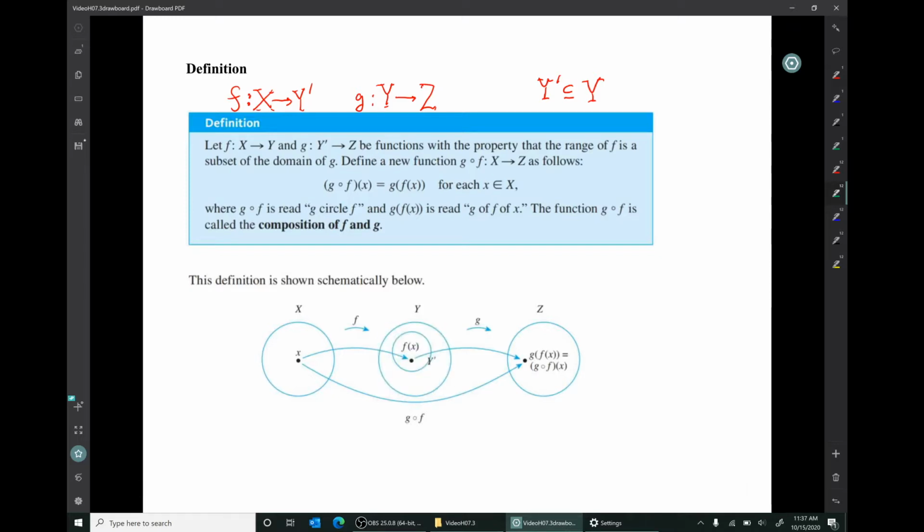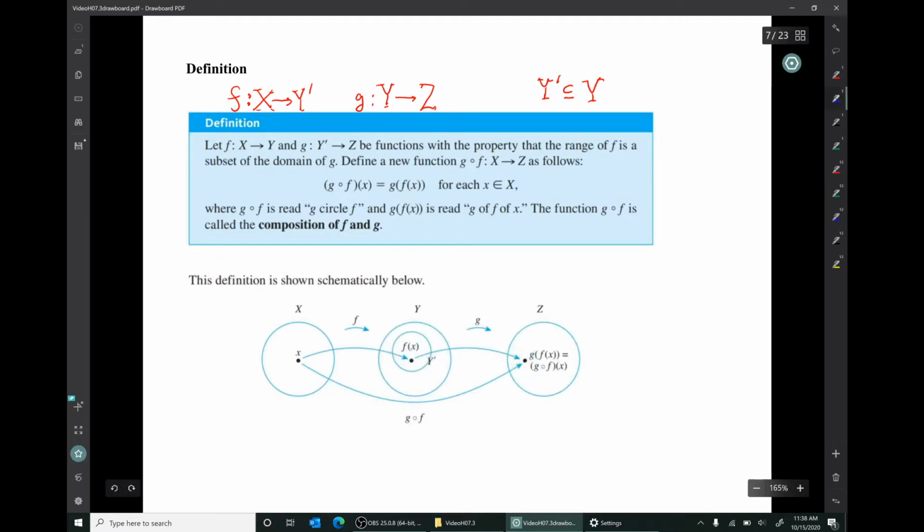So little f is a map that takes input from the set capital X and produces output that's in the set capital Y prime. Whereas the function g takes input from the larger set. Anything that's in the larger set can be used as input to g and produces output in set Z.